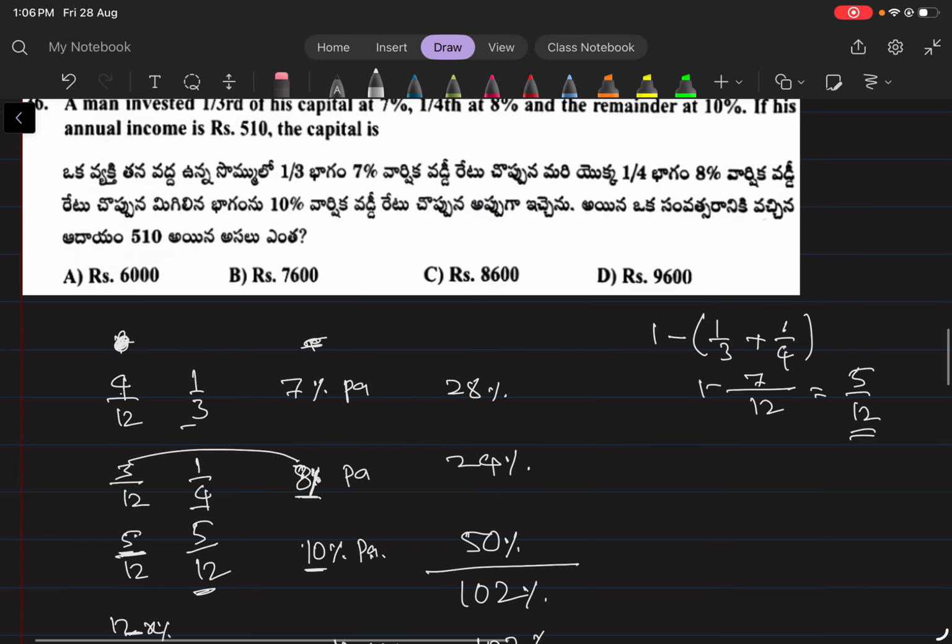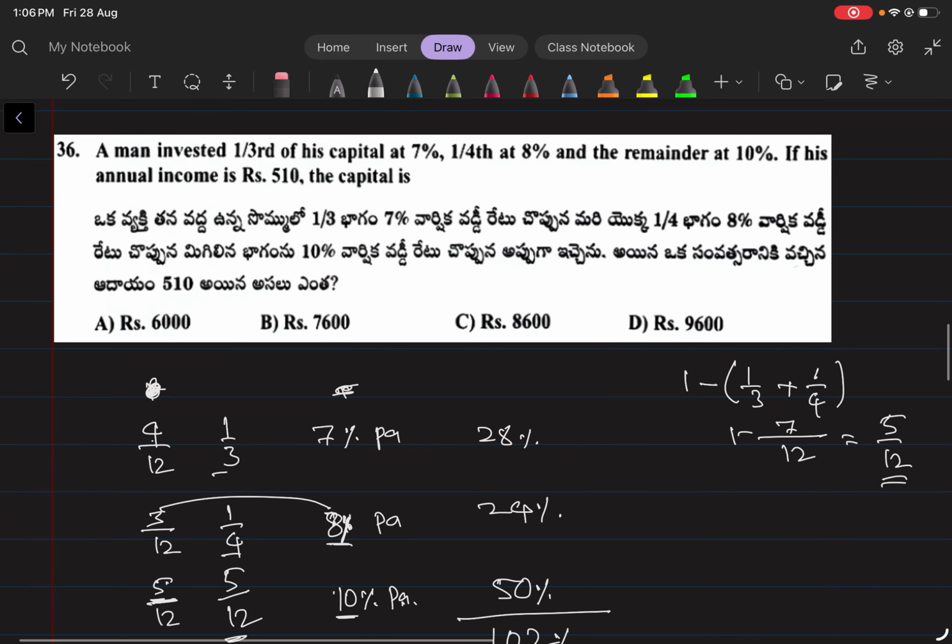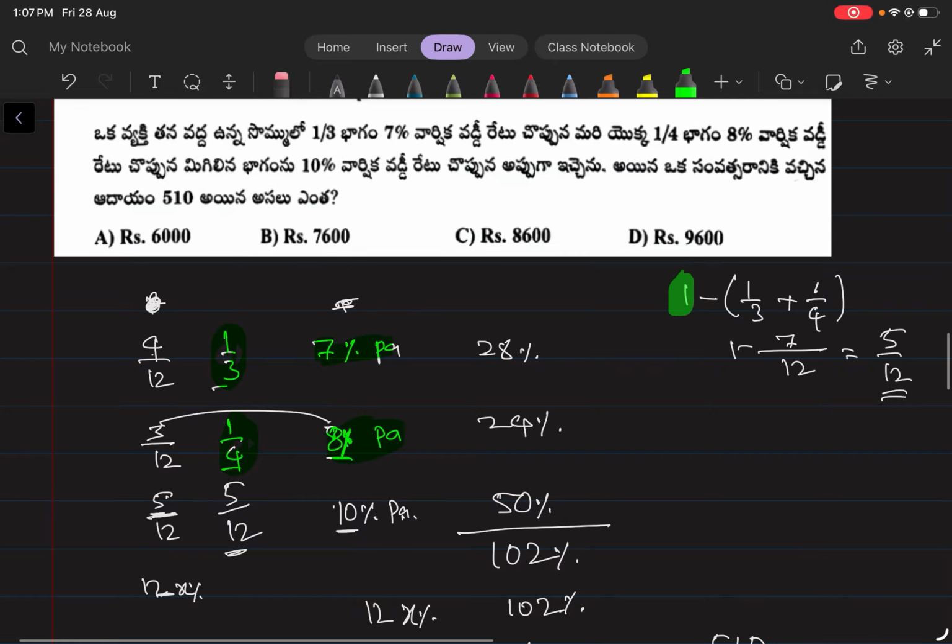Understood? Let me give you a brief recap of this. One man invested 1/3 of the capital at 7%, and 1/4 at 8%, and the remainder at 10%. Remainder is how much? Total is 1. So 1/3 and 1/4 is gone. So 1 minus 7/12 is 5/12. Remaining is 5/12 at 10%.